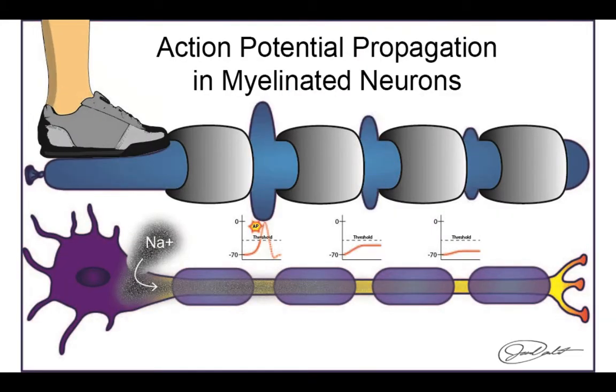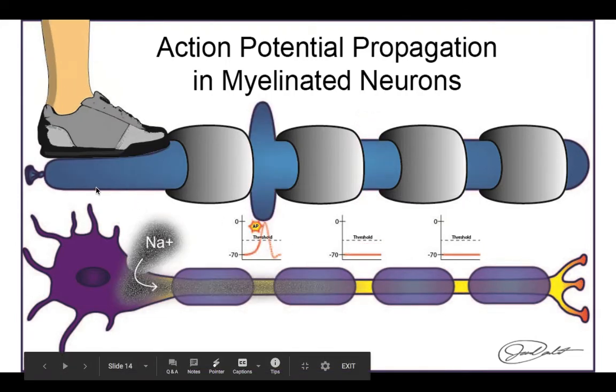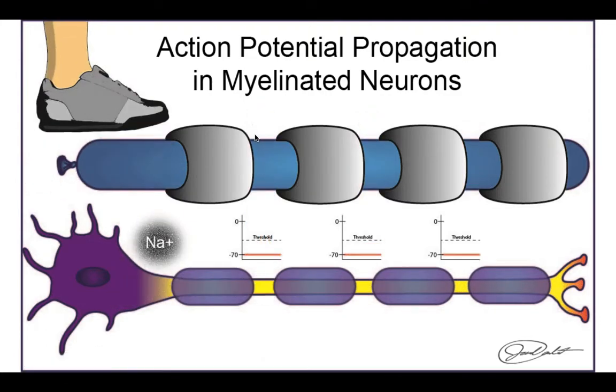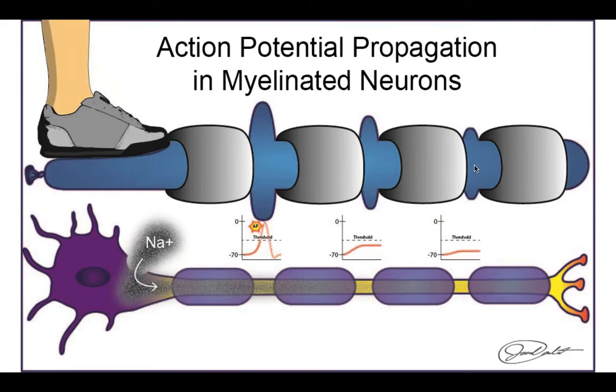If you have myelin, by the way, all of this happens faster because instead of the propagation happening down the entire length of the axon, the sodium channels can only open between where the myelin sheaths are at, the nodes of Ranvier. And so it makes for more efficient conduction of the signal.